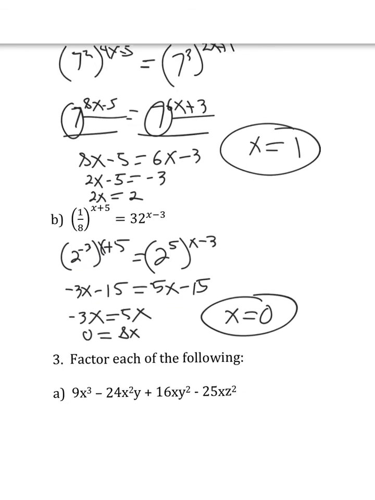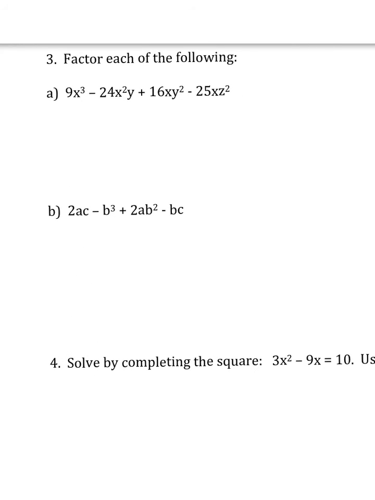Okay, time for a little factoring. All right, let's take a look at this first one. The first thing is we always look for common factors, and we can see that in each one of these we have an x. So we can factor out x from all of these to get 9x squared minus 24xy plus 16y squared minus 25z squared.